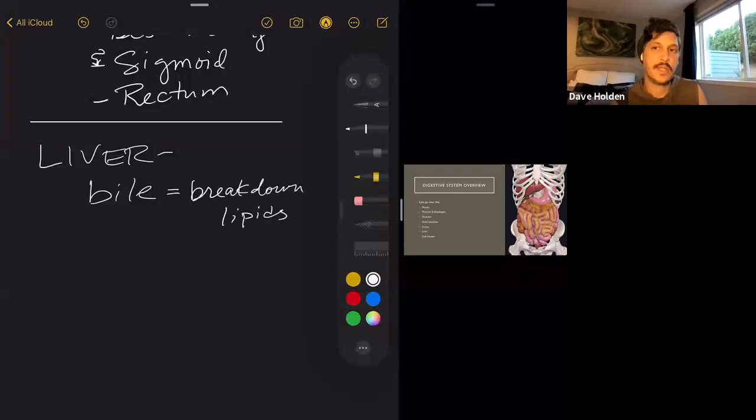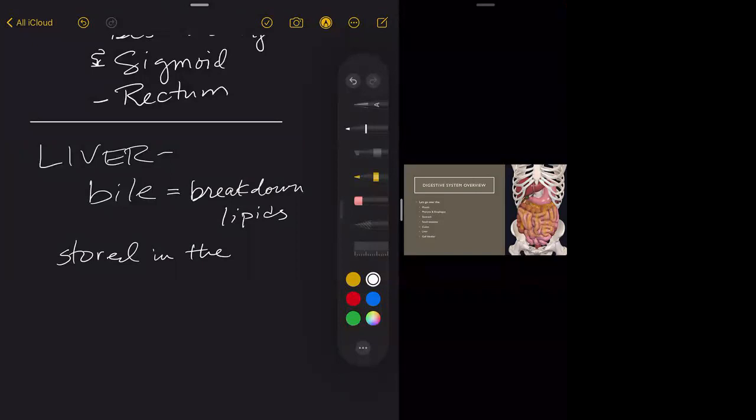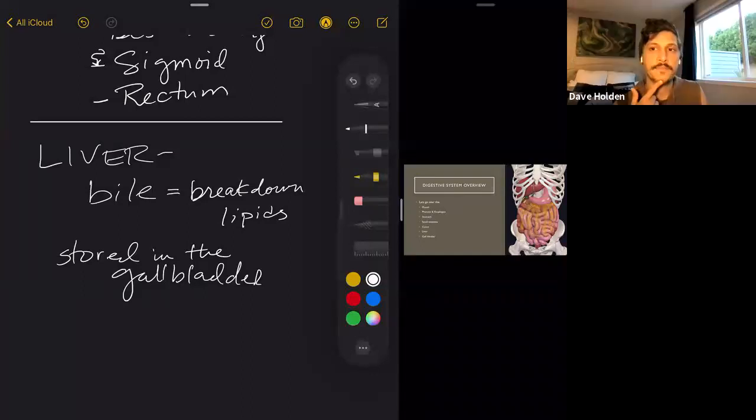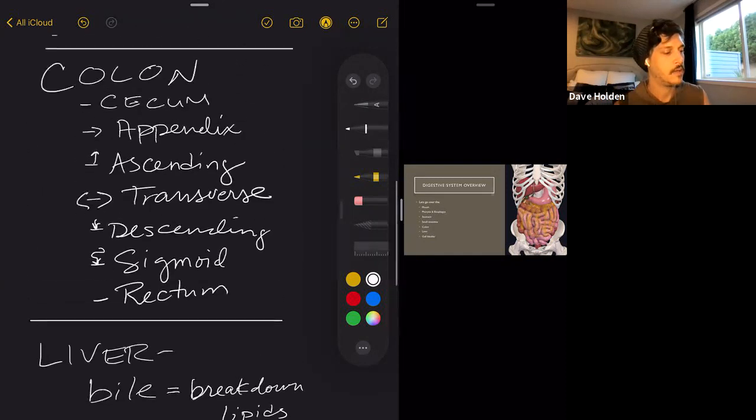So bile is produced in the liver. Where is it stored? Not the appendix, the gallbladder. So when the gallbladder is full of bile and the digestive system decides that we need some of this bile, where does the gallbladder secrete that bile into? Where does the bile go?